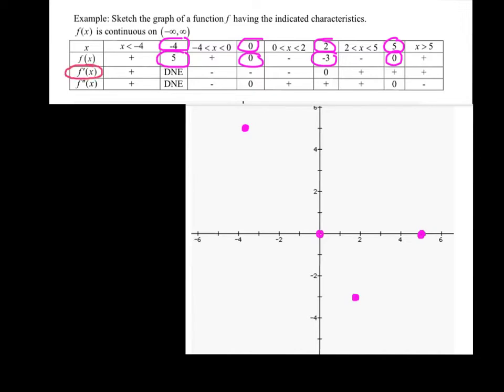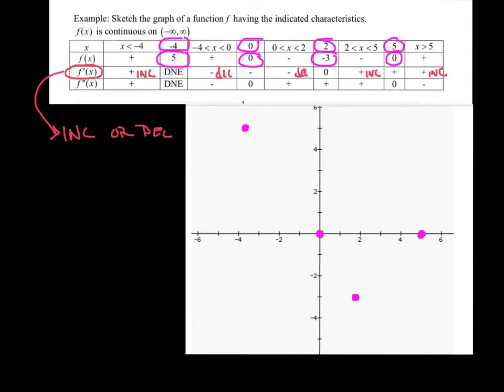F prime talks about my slopes, and that tells me whether my function is increasing or decreasing. So I'm going to make some notes. From when x is less than negative 4, I should be increasing. Then in this section, I should be decreasing. This section, I should be decreasing. This section, I should be increasing. And in this section, I should be increasing. And I go through that and put that on my table.